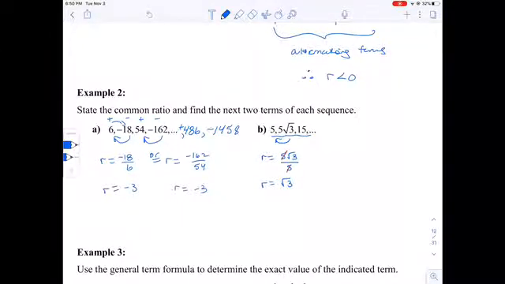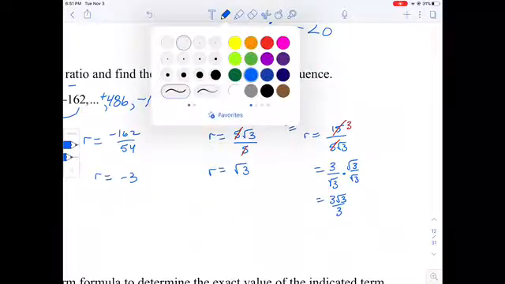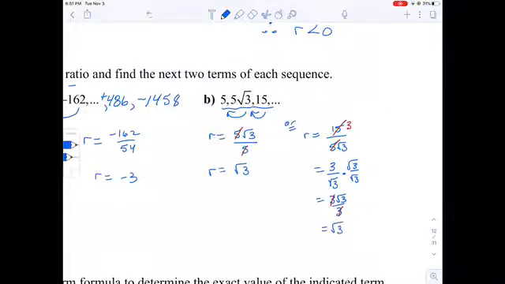If I had done my third term divided by second term, I would get 15 divided by 5 root 3. I could, of course, divide 15 by 5 and get a 3. So I've then got 3 over root 3. But then if I rationalize both numerator and denominator, we get 3 root 3 over 3, which is, again, equal to root 3. No matter how you slice it, we get a ratio of root 3.